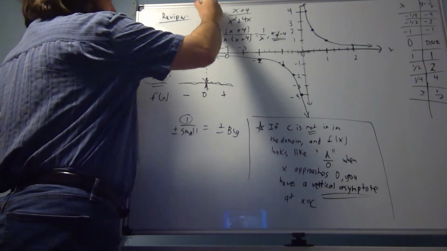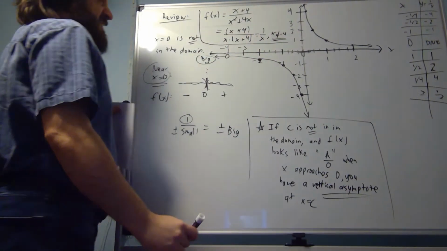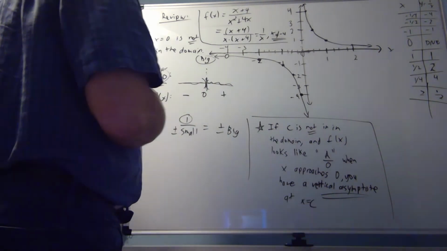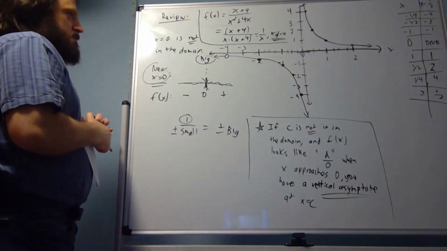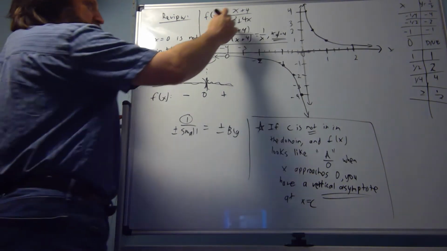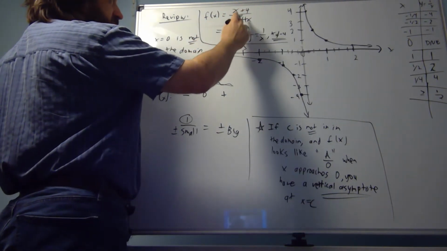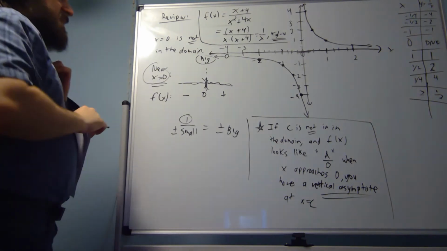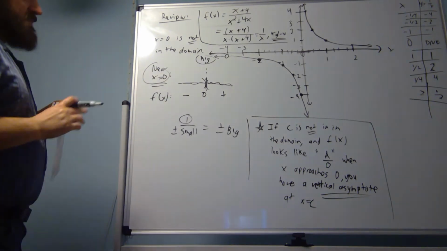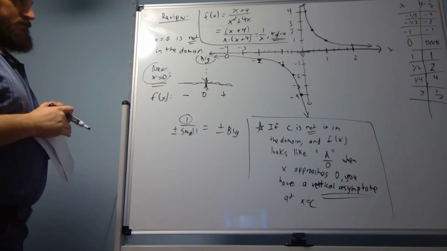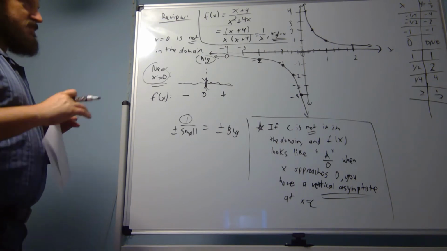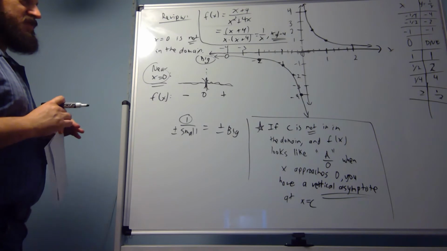All right, so new function. It's almost exactly the same function, but what's the difference here? Well, we have the function x plus 4 divided by x squared plus 4x. An x factors out in the denominator.